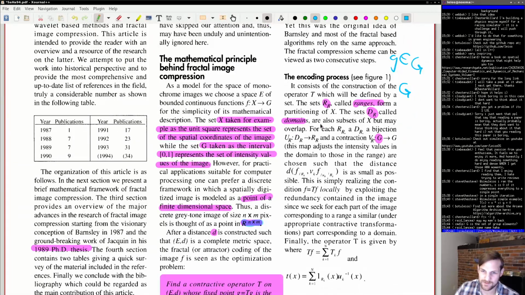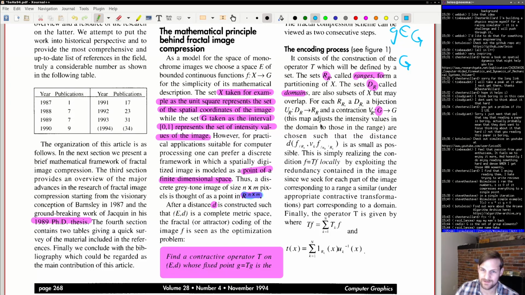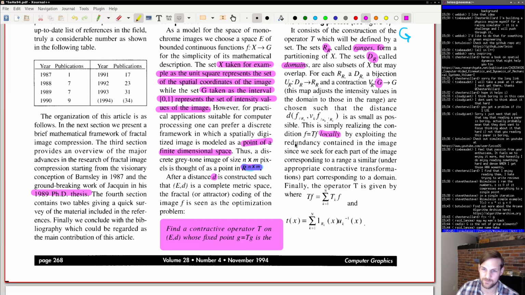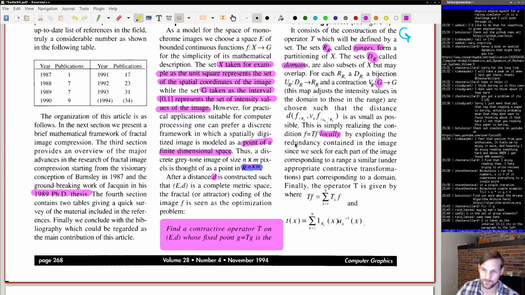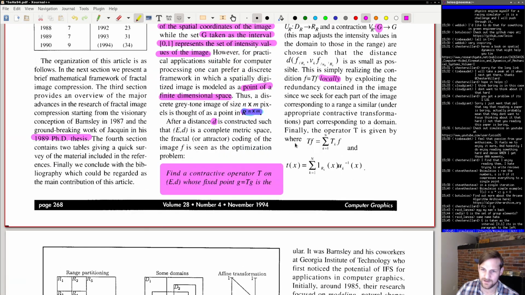Chosen such that the distance d is as small as possible. This is simply realizing the condition that f is equal to T of f locally. And again, I do think we need to highlight that locally here. By exploiting the redundancy contained in the image, since we seek for each part of the image corresponding to a range a similar part corresponding to a domain, right? Finally, the operator T is given by T of f equal to the sum of all T_k of f, and little t of x is equal to the sum of, is that l_Rk?